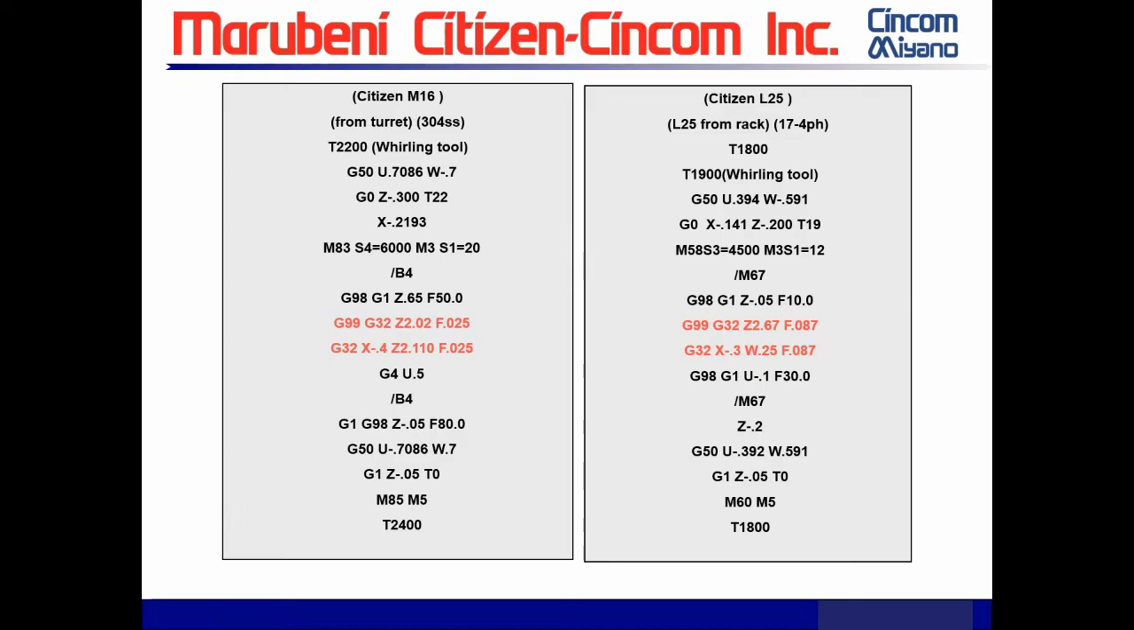So here's some samples using the bar RPM, spindle RPM, and how different processes that I've used in the past. So this one here was on an M machine from the turret, cutting with the cutter spinning at 6,000 RPM, but the bar was only spinning at 20.